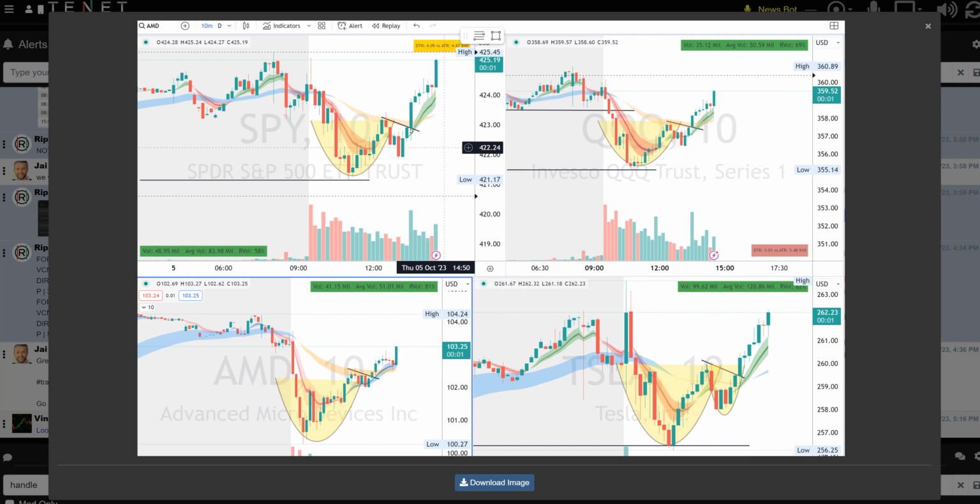SPY went from 423 to 425.45. QQQ went from 357 to 360. AMD went from 102s into 103, and Tesla went from 259s to 262. Just with this pattern, having stops under here, the low of the candle on that handle, and the low of the candle of the last handle, and look at this other indicator. It's getting over very bullish EMA clouds, Ripster clouds.